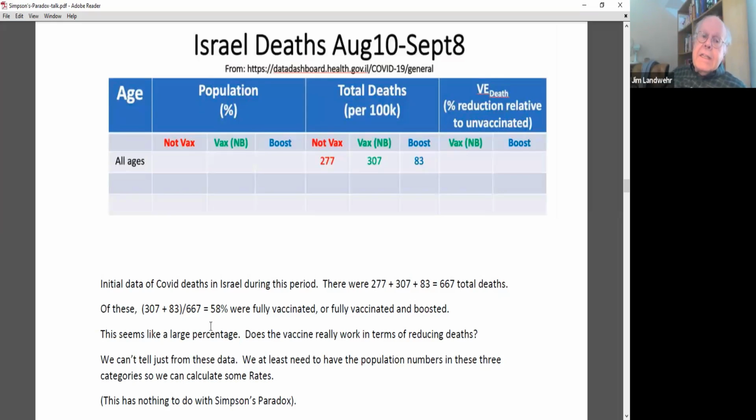And of these deaths, 307 plus 83, which is about 58%, were fully vaccinated or fully vaccinated and also boosted. So about 60% of the deaths in Israel during this period were people who were fully vaccinated or fully vaccinated and boosted. A natural question is, if 60% of the deaths are people who are vaccinated, is the vaccine really working in terms of reducing deaths?